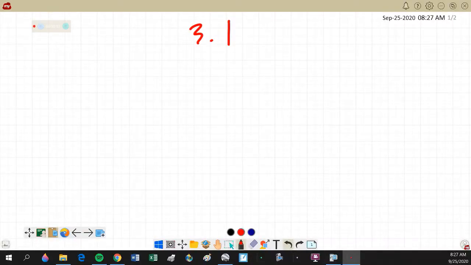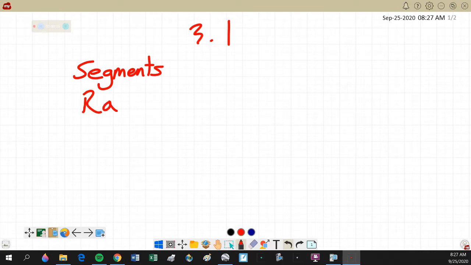3.1, points, lines, and planes. So we have three different kinds of lines. Their names are segments, rays, and lines.